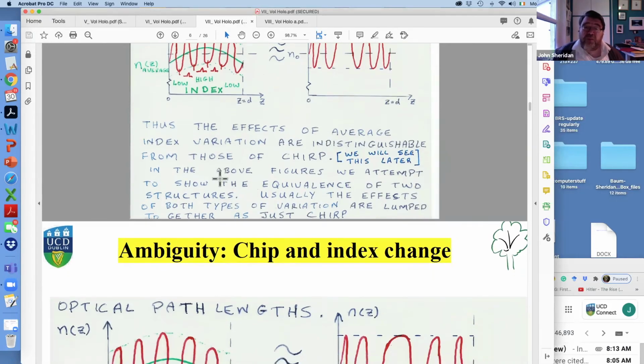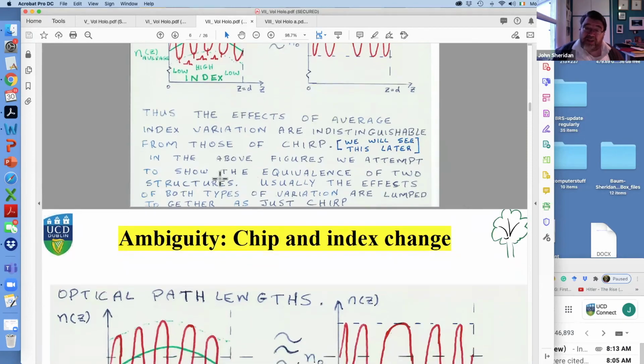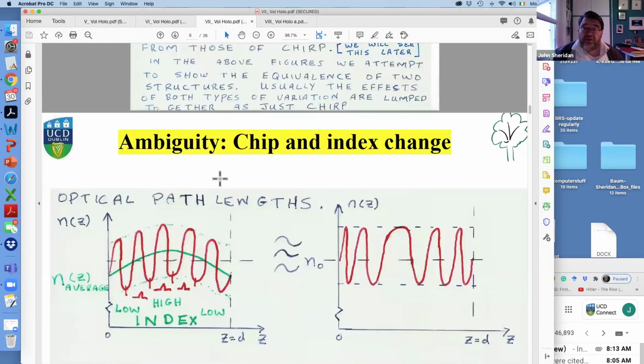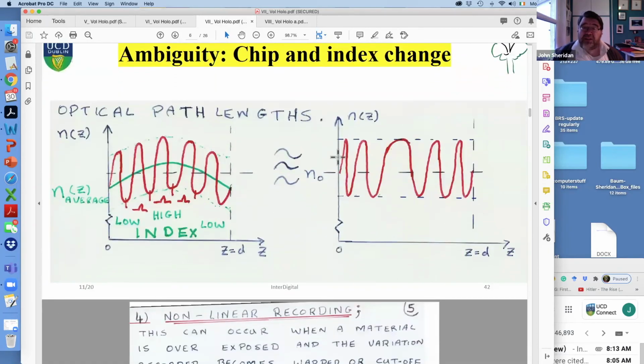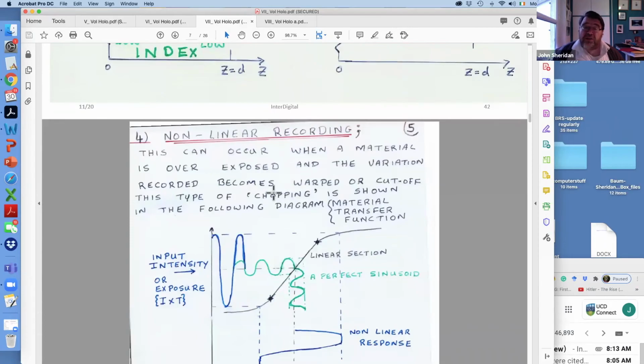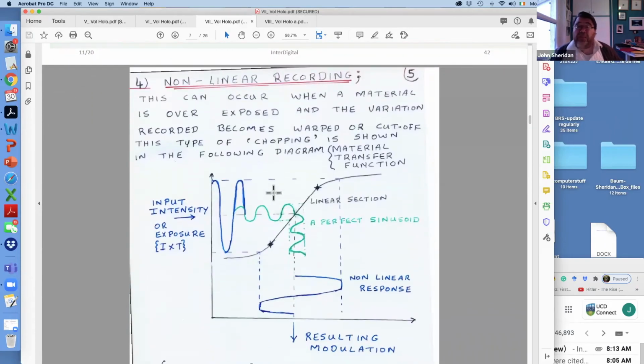Usually the effects of both types of variation are lumped together. Okay, so I just blew this up here. Yeah, so we have high average index, longer optical path length, low average index, lower optical path length. Non-linear recording. So this is our fourth thing, okay?